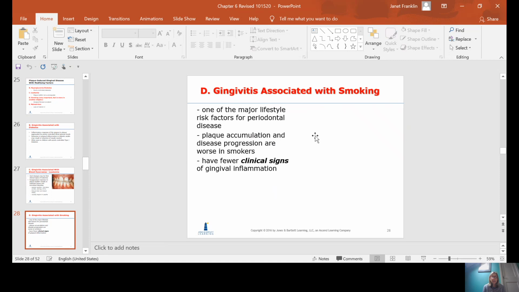Their tissues don't get that spongy irritation the way that a patient who's a non-smoker might get. They have constriction of the blood vessels, so you don't have that same exaggerated response where you get all the bleeding on probing and all that kind of stuff. Their tissues tend to look more fibrotic.